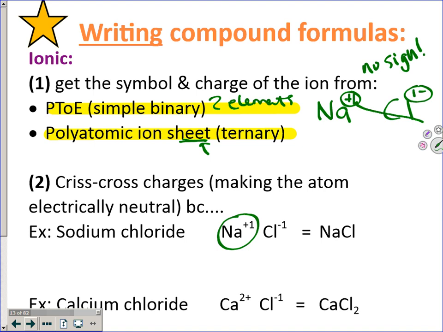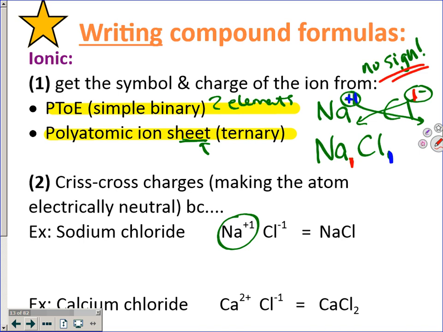This one comes down here below the Cl. This one comes here below the Na. That's called crisscrossing charges. So essentially I have Na with a 1 from this chlorine up here, Cl with a 1, and where did this 1 come from? From the sodium. I'm going to color code these. The chlorine's charge came down to form the sodium subscript. So we just crisscross the charges, no signs, just the numbers.